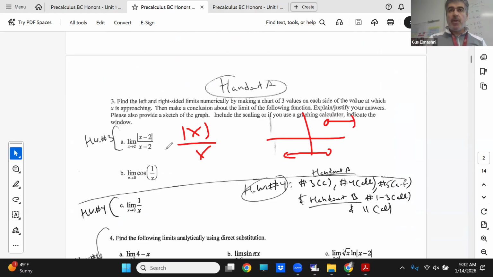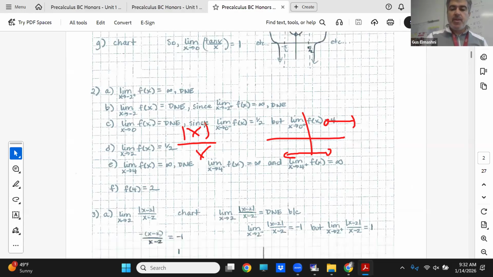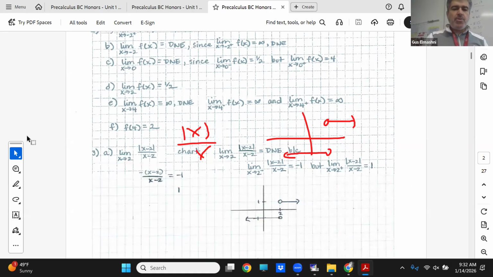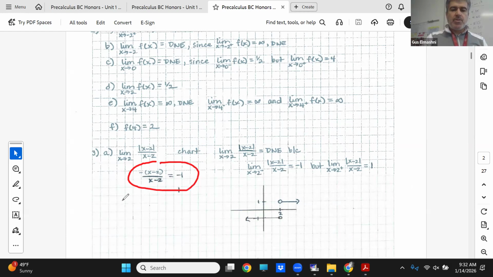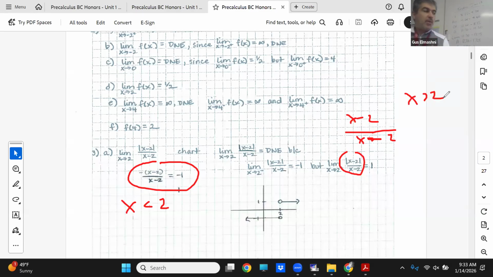The left-hand limit is -1. The right-hand limit is +1. They don't line up, right? That's a problem. So it won't exist regardless, even if it's shifted. You can also write it as a piecewise function, by the way. You can see here, this is true when x is less than 2. This is true when, well, if you're doing this, that's just x minus 2 over x minus 2, which of course becomes 1. That's true when x is greater than 2. So that's what's happening there. Okay, well, cool. All's good. All right.